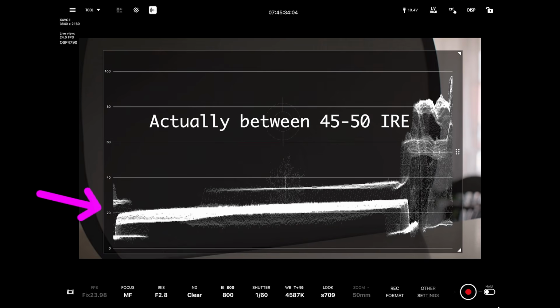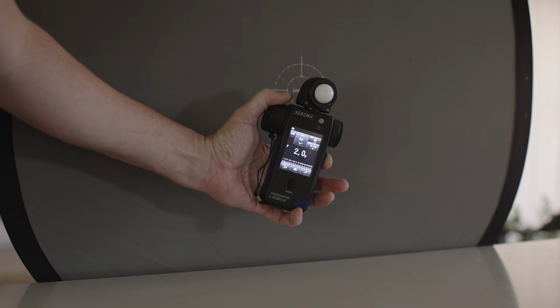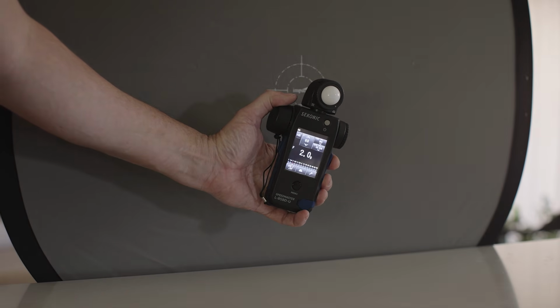So let's take a meter reading. The meter tells us that at ISO 800 and 1/60th shutter, proper exposure should require an aperture of 2. But I don't want to shoot at f2. I want to stay at 2.8. So instead of changing the camera, I need to change the light.